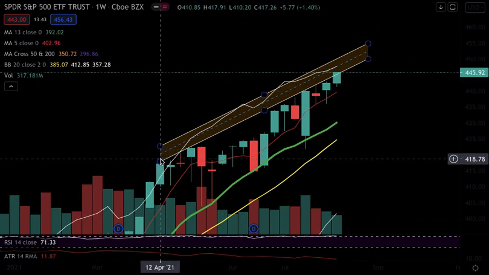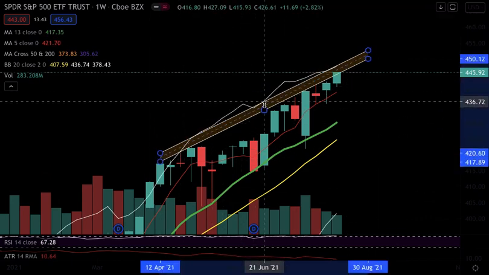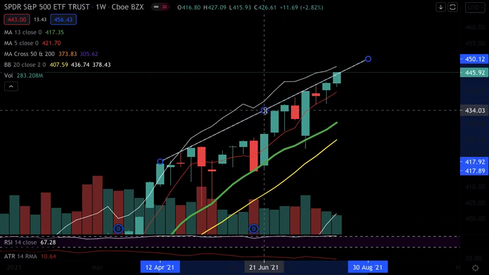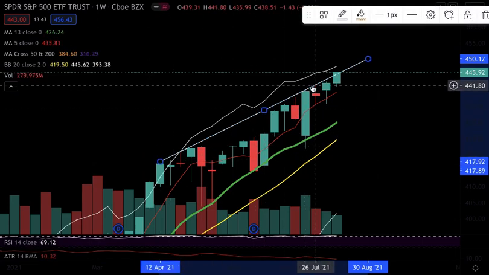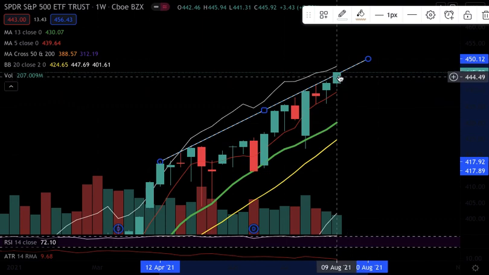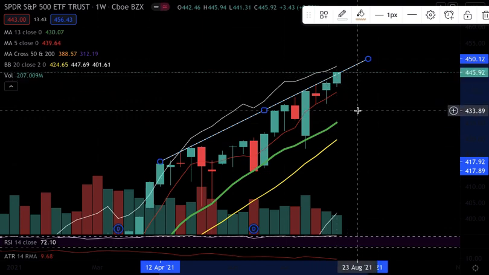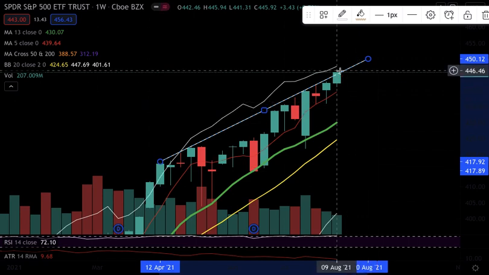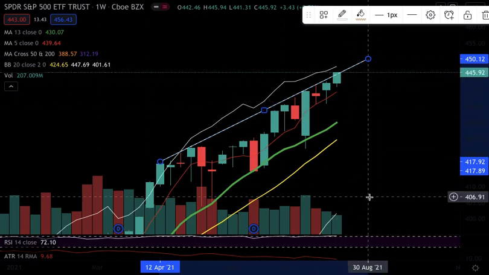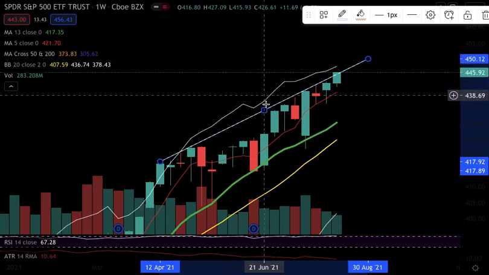Okay, as you can see, this line right here, boom. That line right there, that's our resistance line. Okay, as you can see, SPY has moved above our resistance line. It closed above it. So we'll definitely be watching if this is going to be a false breakout or will it continue. It could be a bullish breakout.